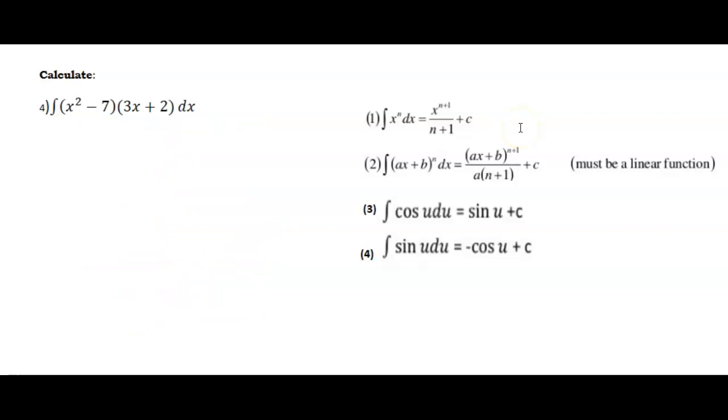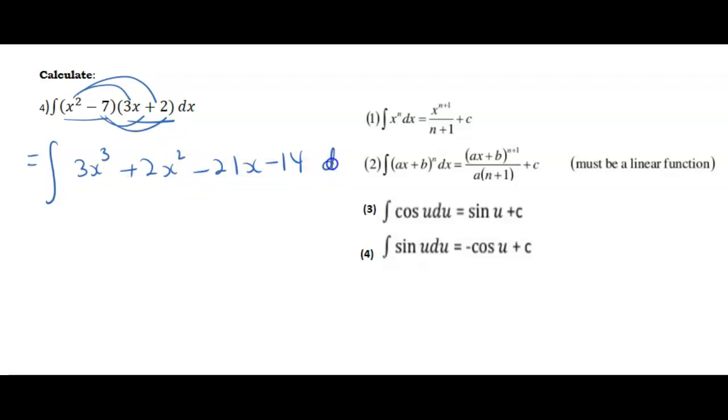Example 4 now. If we're given a question that looks like this, where we have brackets here and brackets here, the best thing to do is really just multiply out, just simplify. So I'll get multiplied this way. So I'll end up getting the integral of 3x cubed minus 14 all dx, right? Now integrating every possible piece here now, we get this.